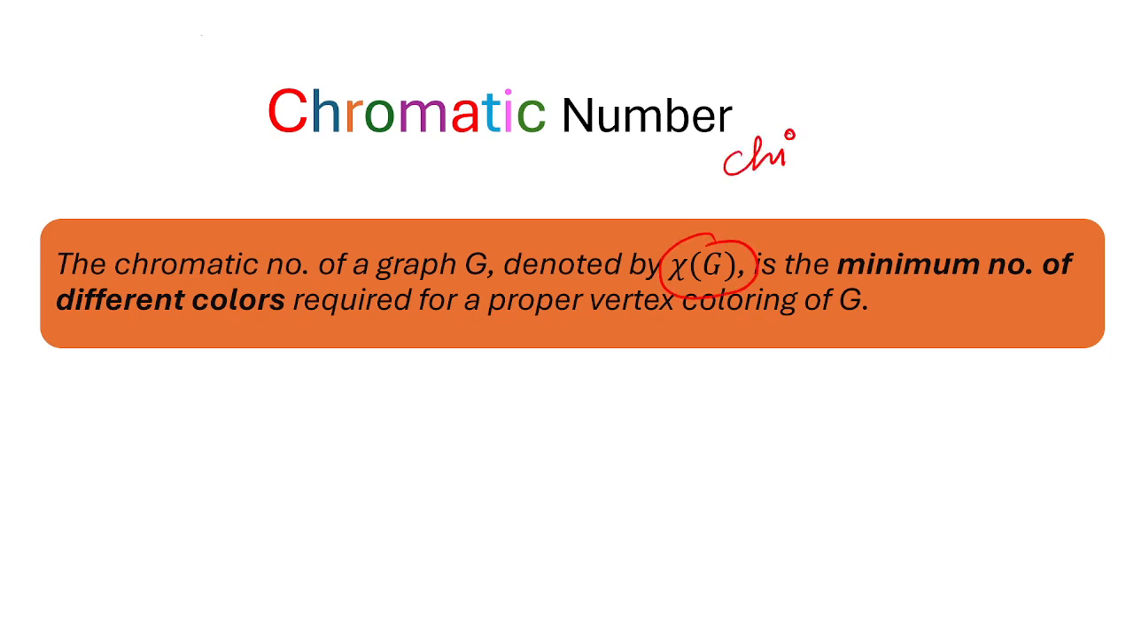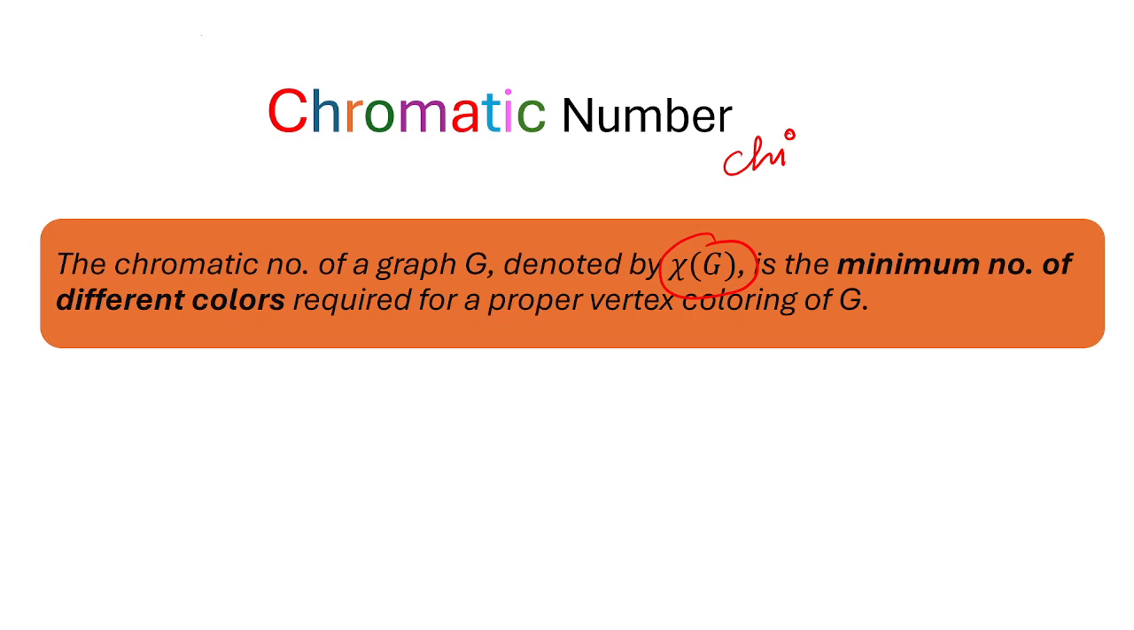So it is denoted by chi(G), the minimum number of different colors required for proper vertex coloring of a graph. So what we'll be doing is, we will be starting with a particular color, we will be coloring vertices according to the proper coloring norms, and we will be repeating this process till that particular color cannot be further used. It is totally exhausted. Then only we will be switching to the next color.